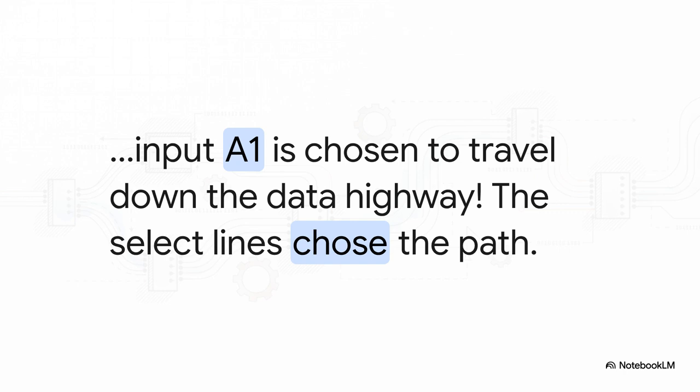And see, by changing that binary code on the select lines incredibly fast, the MUX can just cycle through all the inputs, A0, A1, A2, A3, over and over again. It takes a tiny little slice from each one and sends it down the line. That's how you get multiple conversations to share just one channel.